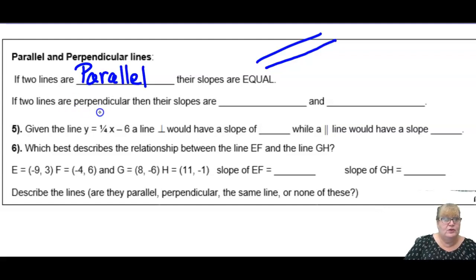And two lines are perpendicular. Do you remember this symbol is this, perpendicular? Then their slopes, well, to make things perpendicular, if one was going this way, the other one has to go this way. So what has to happen is one is going to have a positive slope and one is going to have a negative. So they're called opposites or negative slopes.